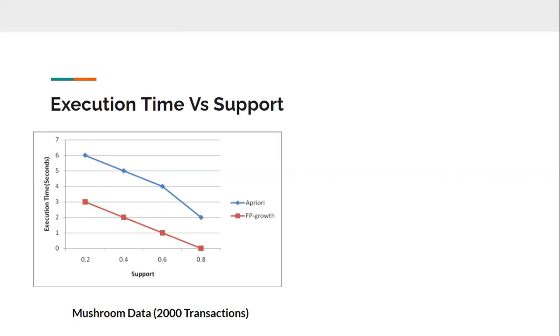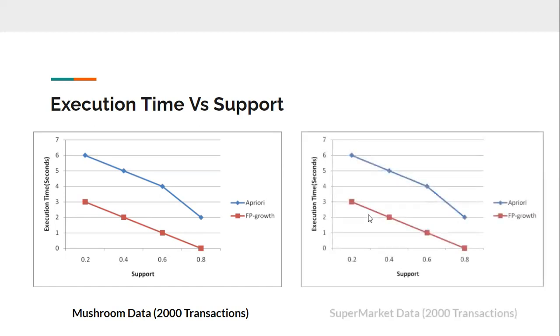In FP growth, as we move toward zero execution time, we have a higher support level. But at every point of the support, you can see the two algorithms differed in execution time. Now let's see another dataset.